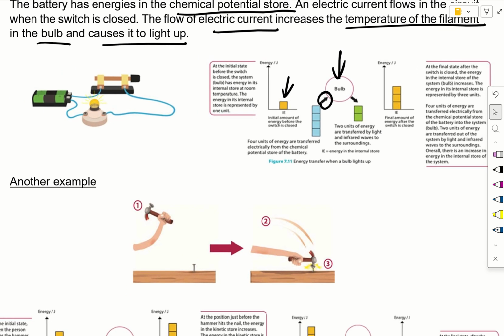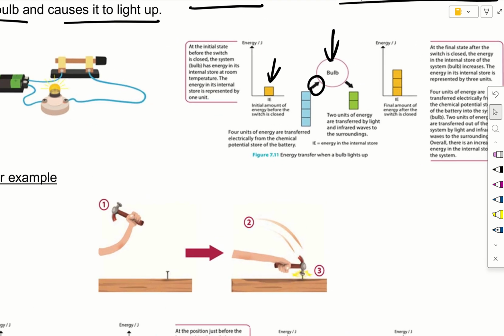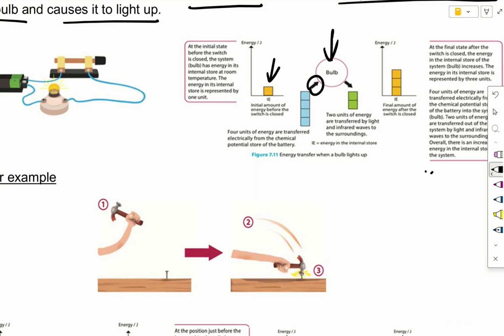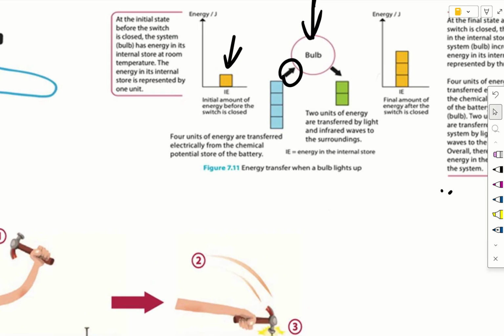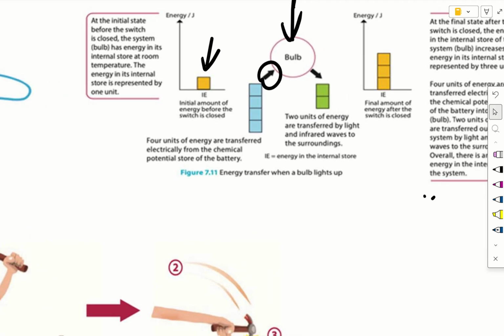It is transferred electrically. Okay. So I say again, 4 units of energy are transferred electrically from the chemical potential store of the battery. Where to? Into the internal store of the light bulb. Okay, but as the 4 units of energy are being transferred to the internal store of the bulb, it also heats up. Okay, and there will be 2 units of energy transferred by light and infrared waves to the surrounding.